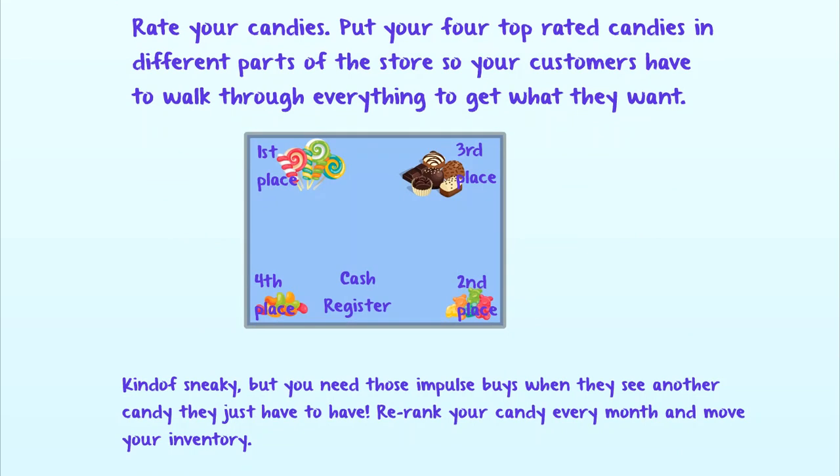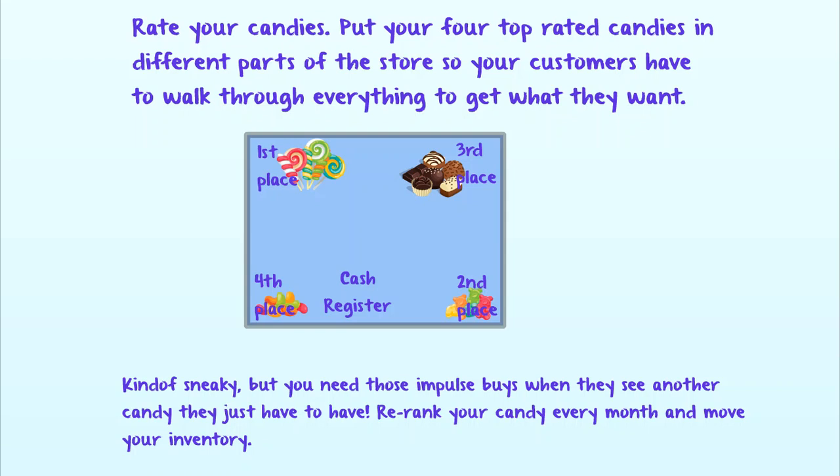Well, you can rate your candies. Use that same rating system that you did before, and the candy that's the best, put it in one corner. The candy that's the second best, put it in the other far corner. The third best, put it in the other far corner, and the fourth place, put it in the other far corner. And it's going to force individuals to go to all of these different corners in order to get these candies. And if they go to all these different corners, then they're probably going to pick stuff up along the way. And you're like, oh, that's silly.